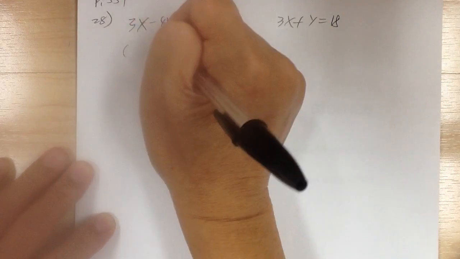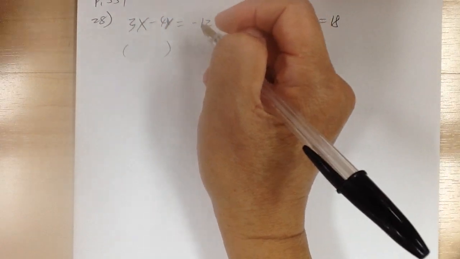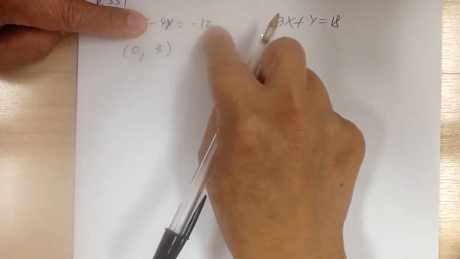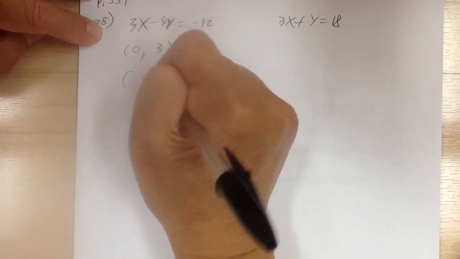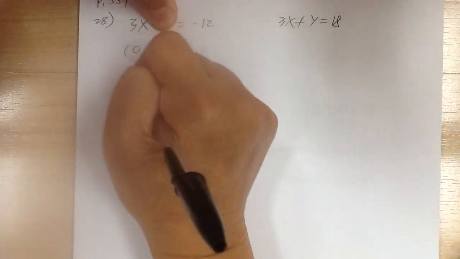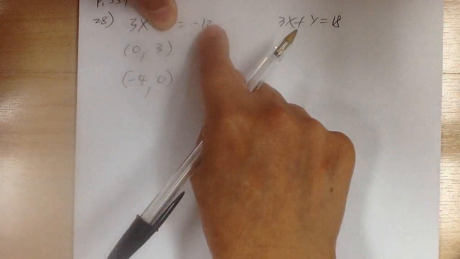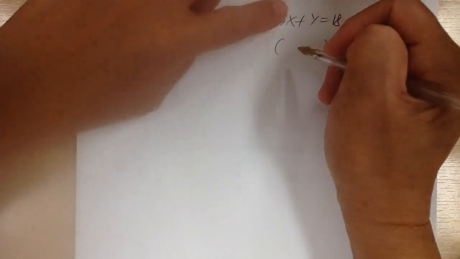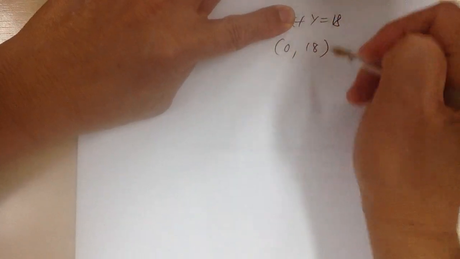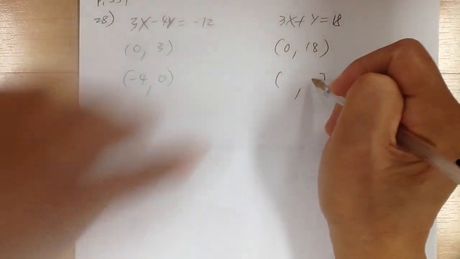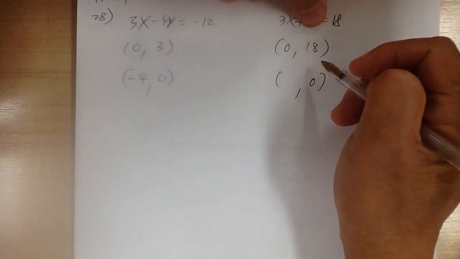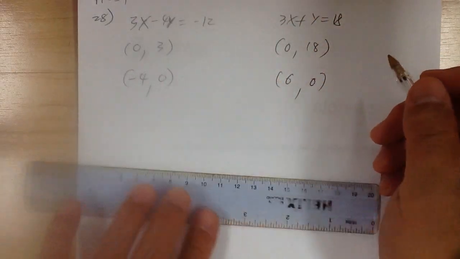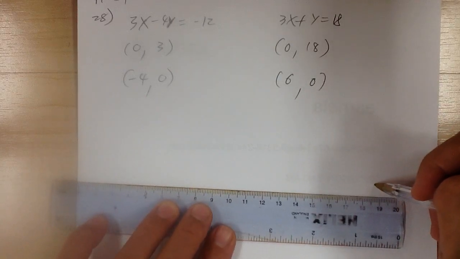So let's get our intercept points. If you let x equal to 0, then y will equal 3. -4 times 3 gives you -12. Then you let y equal to 0, and x will be -4. I can check: 3 times -4 gives you -12. On this one, you let x equal to 0, then y will equal 18. And if you let y equal to 0, then x will equal 6. 3 times 6 gives you 18. So let's go and graph this.